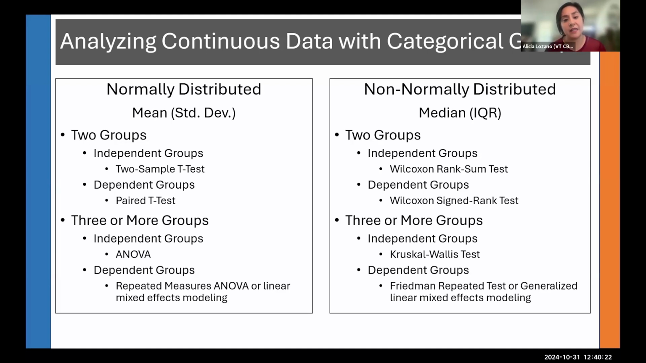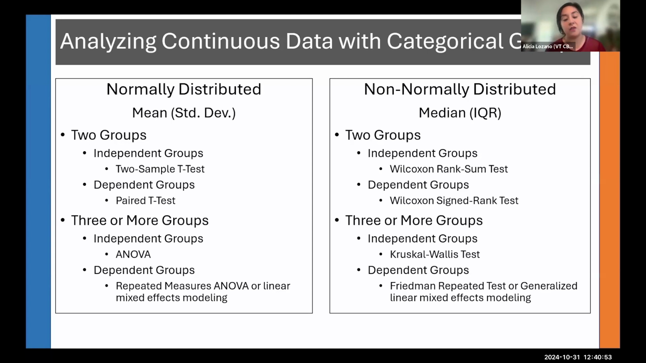So now if your data is not normally distributed, we would analyze it, of course, using medians and interquartile ranges, and use nonparametric tests as they don't assume a normal distribution. For independent groups, when you're looking at two groups, the nonparametric form of the two-sample t-test is the Wilcoxon rank sum test, or a Mann-Whitney U test, which I've also seen used and is also appropriate here.